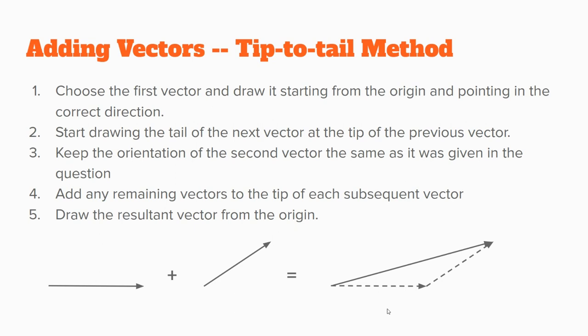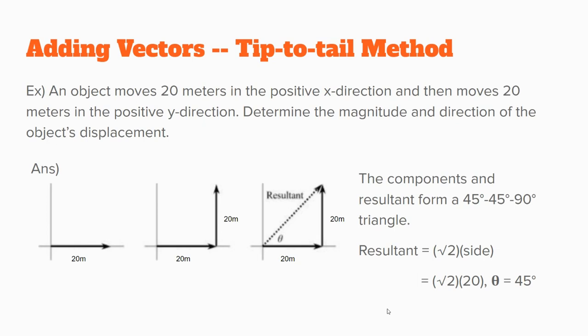As in the picture below, if you add two vectors tip to tail, or start to end, you get the resultant vector. For example, an object moves 20 meters in the positive x direction and then moves 20 meters in the positive y direction. Determine the magnitude and direction of the object's displacement.